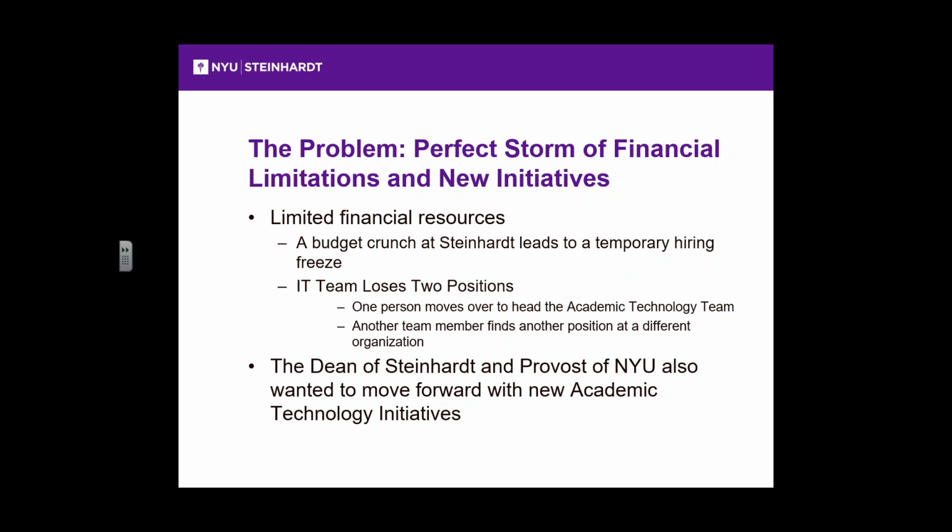So that means that we didn't have that person as a resource to do IT tickets. Another team member found another position at a different organization. And since there was a hiring freeze, we couldn't replace these 2 resources right away. So that presented quite a problem in delivering services to the Steinhardt community.